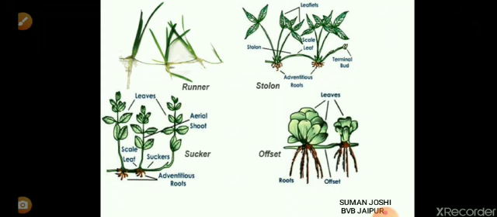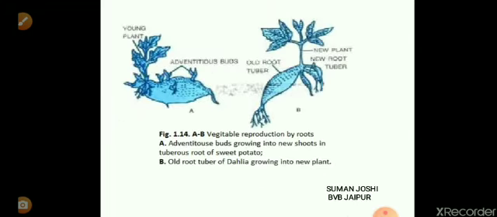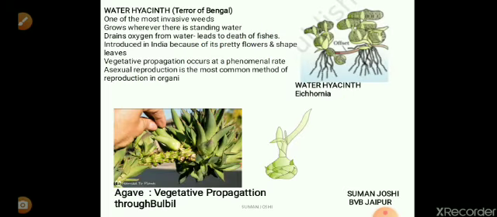Now one important example, that is offset, where you can see the rosette of leaves and the tuft of root. Here is the example of an aquatic plant, that is Eichhornia. Eichhornia is also known as Terror of Bengal. You can see the next slide here. Here, the water hyacinth, Terror of Bengal. This Terror of Bengal water hyacinth, it grows very fast through offset.